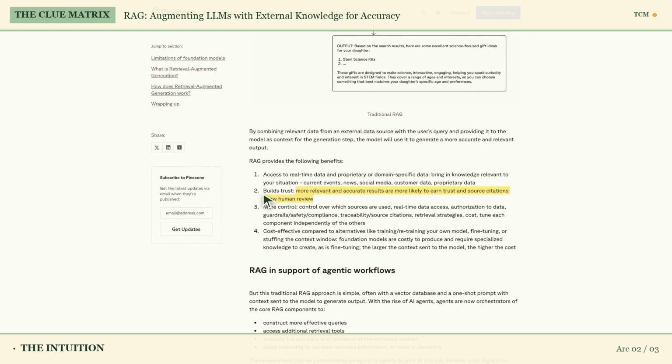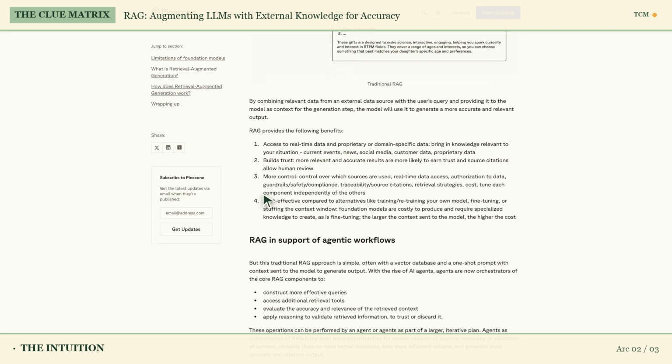And this leads to building trust. More accurate and relevant results, often with source citations, allow human review, which is something base LLMs struggle with. So not only is the answer better, but I can actually check where it came from. That's a huge step towards reliability.